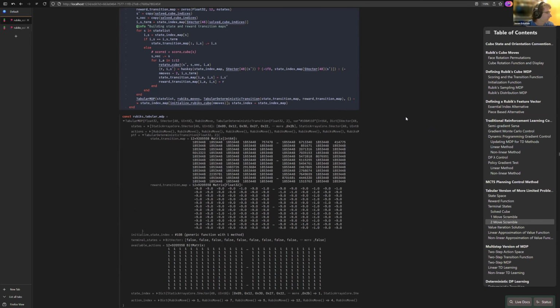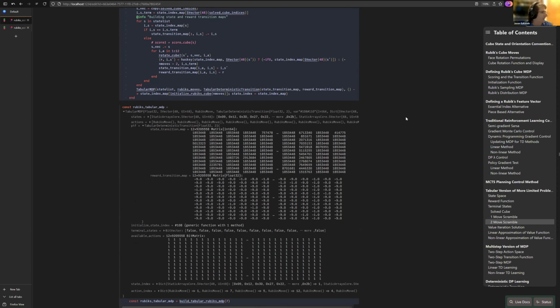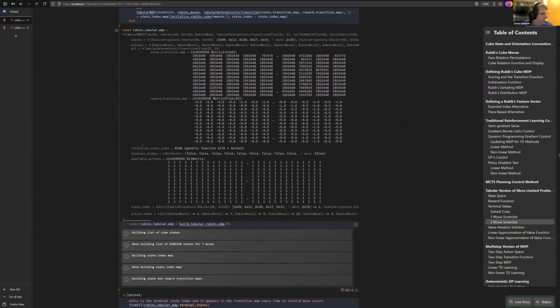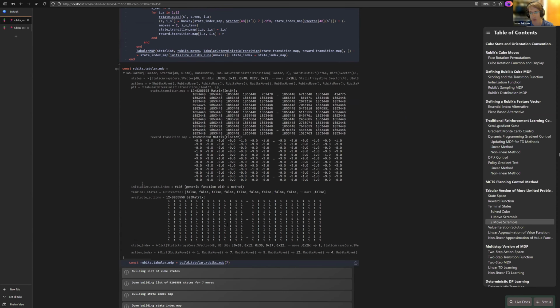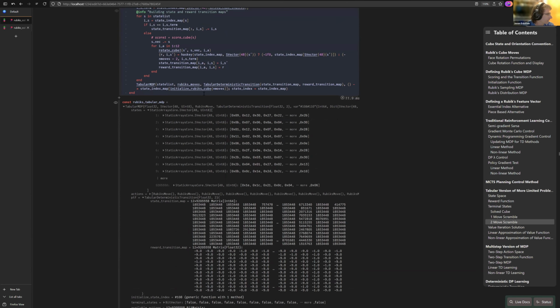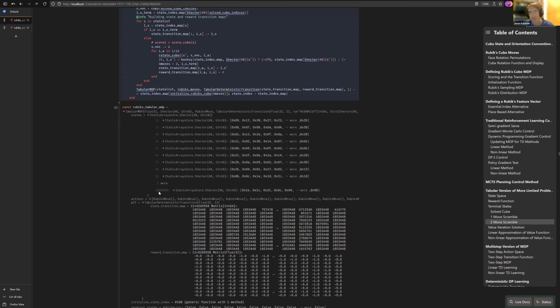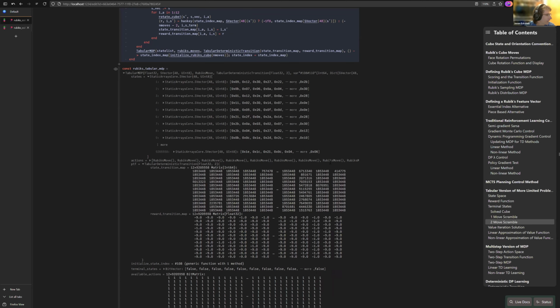constructed. So I have to pick an n, right? This is showing for 7. So if I construct this problem where I go at most to 7 scrambles, this is showing the state transition map. So it's showing, for every state in the state space, here's the list of all states. There happen to be 9.2 million states here. And then this is showing, for every state and every action, what is the state you end up in?